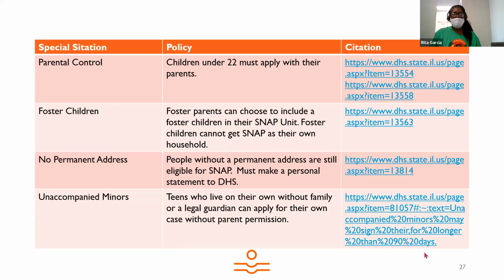Another special citation, parental control. Children under 22 must apply with their parents. A foster parent can also choose to include a foster child in their SNAP unit. Foster children cannot get SNAP as their own household. If you have no permanent address, people without a permanent address are still eligible for SNAP and must make a personal statement to DHS. And unaccompanied minors: teens who live on their own without family or legal guardianship can apply for their own case without parent permission. And there's information regarding all of these circumstances and situations hyperlinked here.